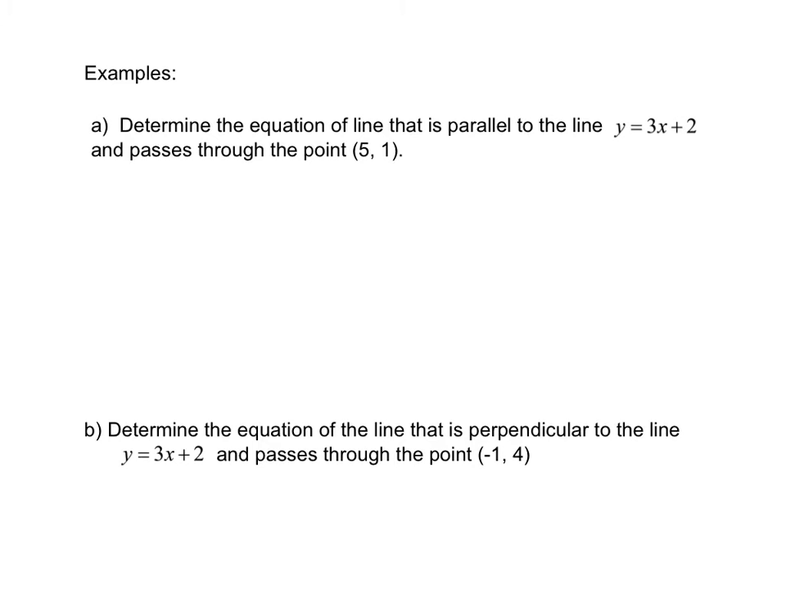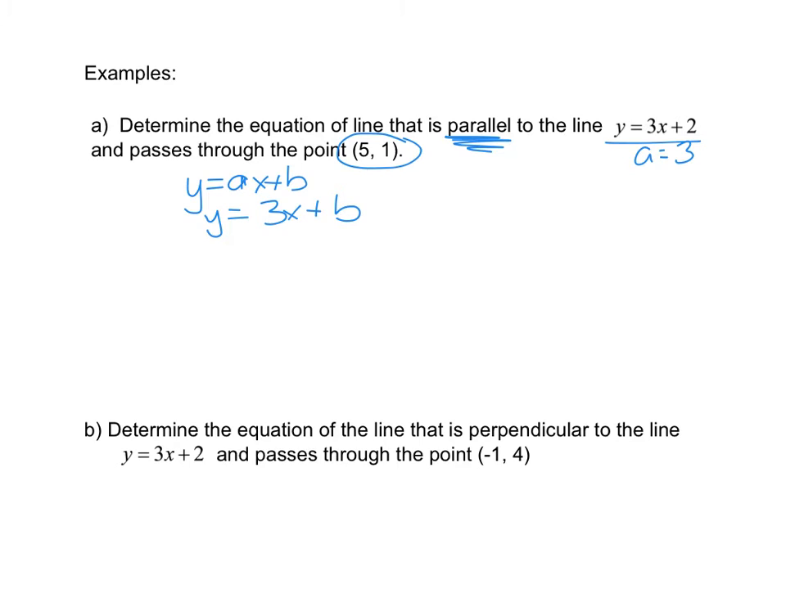So first example, determine the equation of the line that is parallel to the line y equals 3x plus 2 and passes through the point 5, 1. So remember, to find the equation of the line, I always start with y equals ax plus b. I want to replace a with the slope and b with the y-intercept. So those letters need to be replaced by numbers. I'm going to start with the slope. Since the lines are parallel, that means they have the same slope. So I look at this line. Well, its slope is 3. That means the slope for my new line will also be 3.